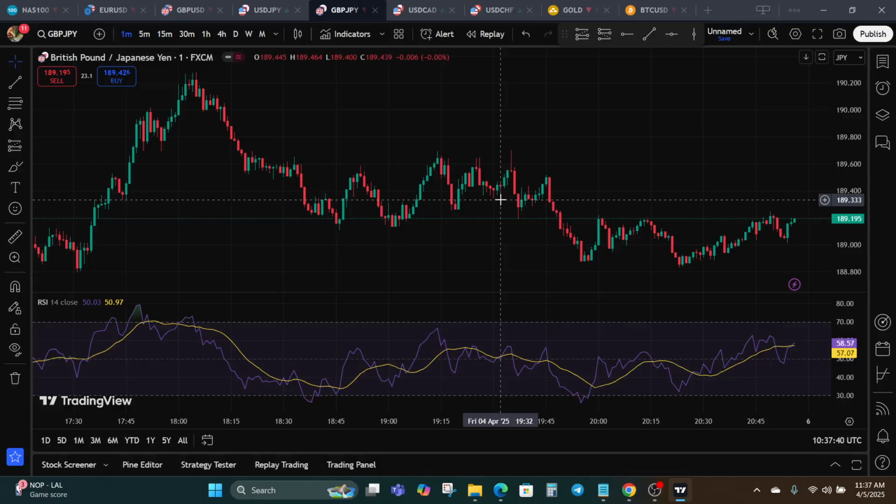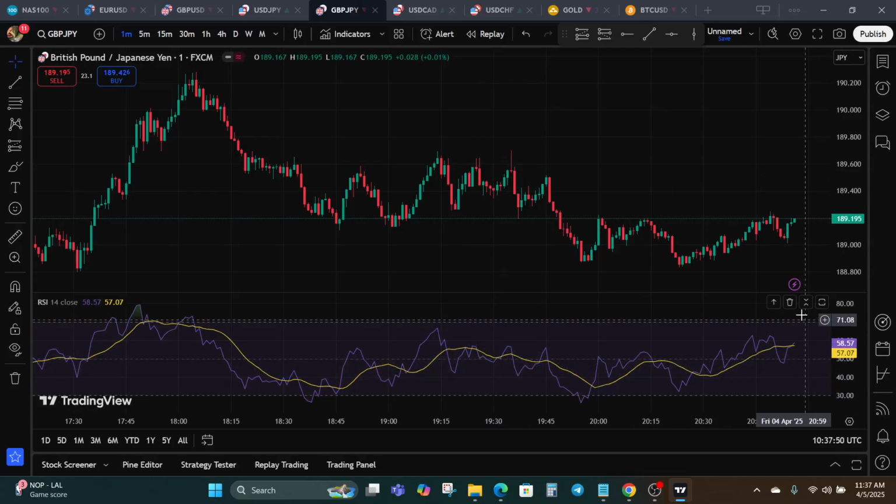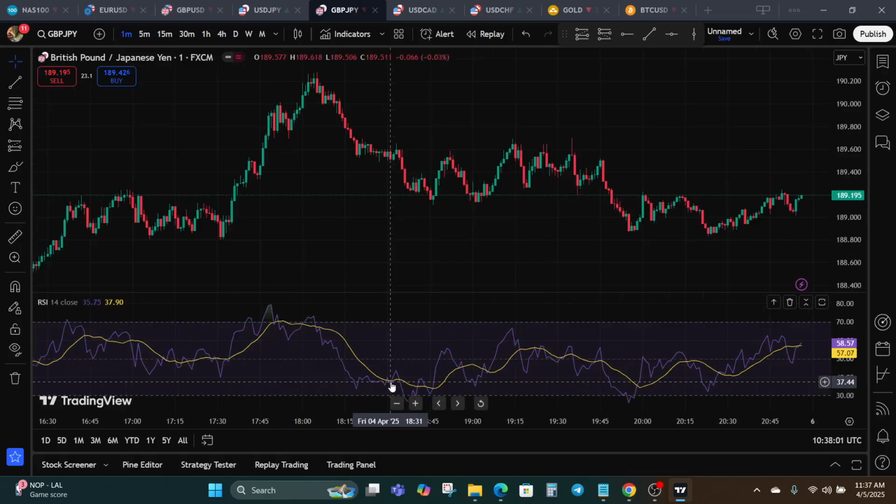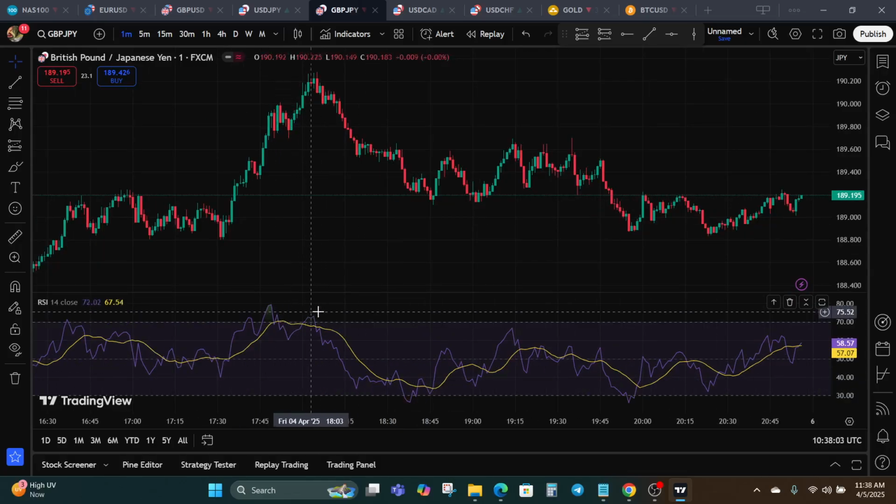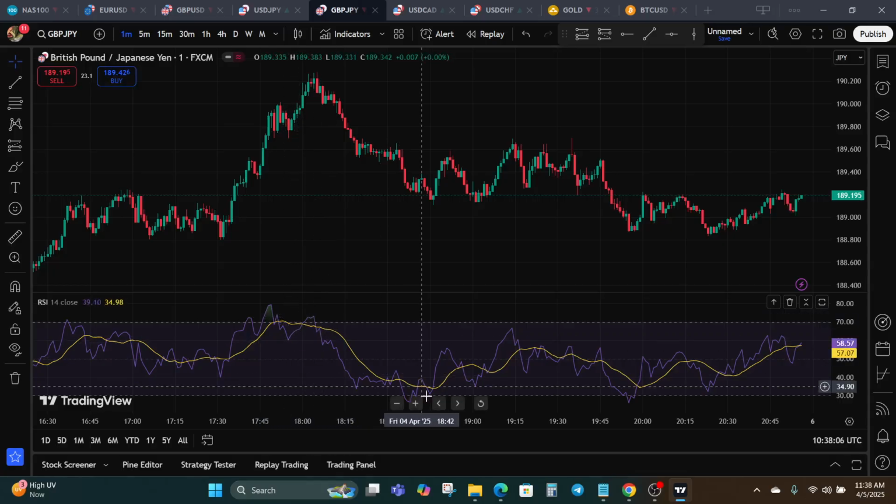Now, let us start by understanding the RSI, or the relative strength index. The RSI is a momentum oscillator that moves between 0 and 100. It helps traders identify whether a currency pair is overbought or oversold. When the RSI is above 70, it indicates that the market is overbought, and when it is below 30, it indicates that the market is oversold.